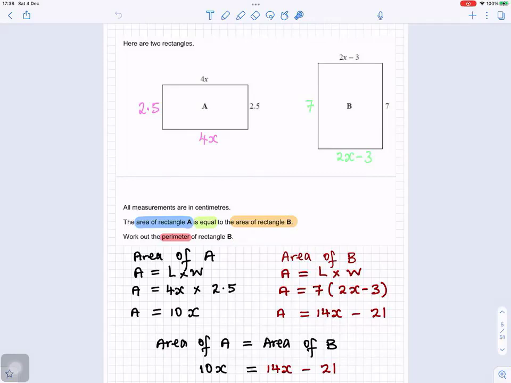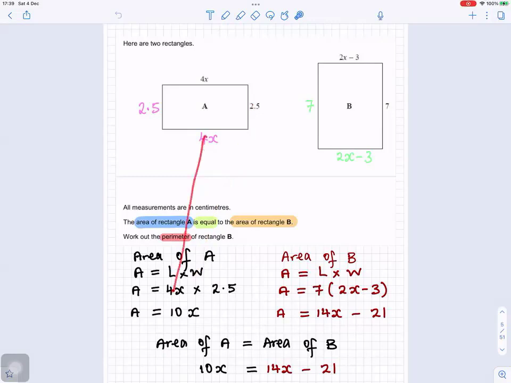If you notice, when I have things that involve lots of words, I highlight area of rectangle A, highlight equal to, highlight area of rectangle B, highlight perimeter. Those are the important words for this question. So the first thing I want to do is find the area of rectangle A. Area of a rectangle is given by the length times the width. The length is 4x and the width is 2.5.